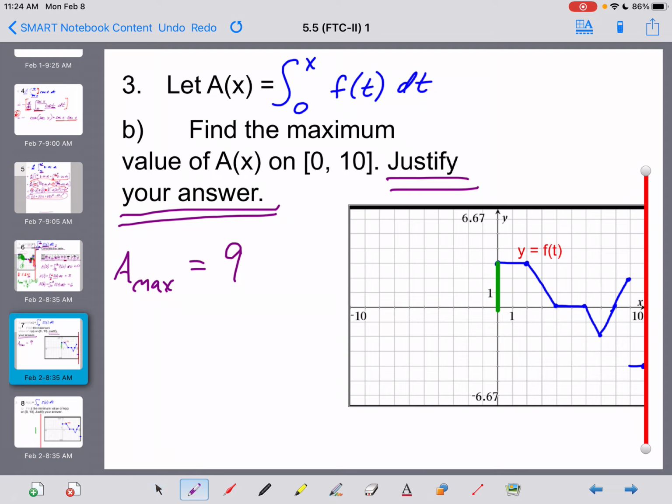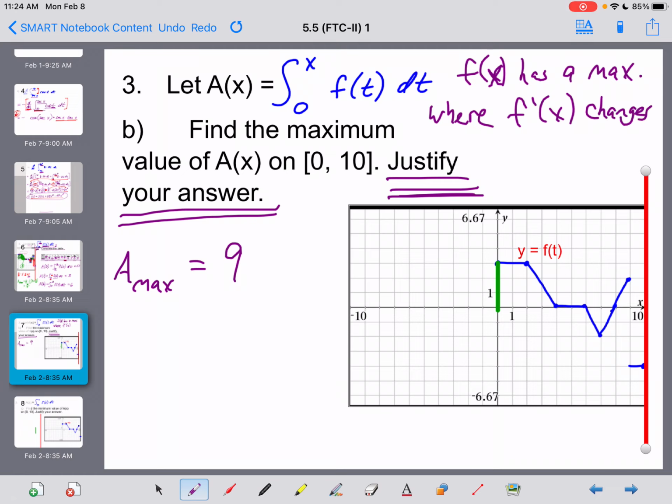What I need to really remind you guys of, though, is to justify our answer that a function, I'm going to write this up here in the corner, that f of x has a maximum. And I won't say whether it's an absolute or a relative. We'll have to test that in a minute. But f of x has a maximum where its derivative, f prime of x, changes sign, but I'm actually going to be more specific than that. A maximum specifically occurs where a function's derivative changes sign from positive to negative.